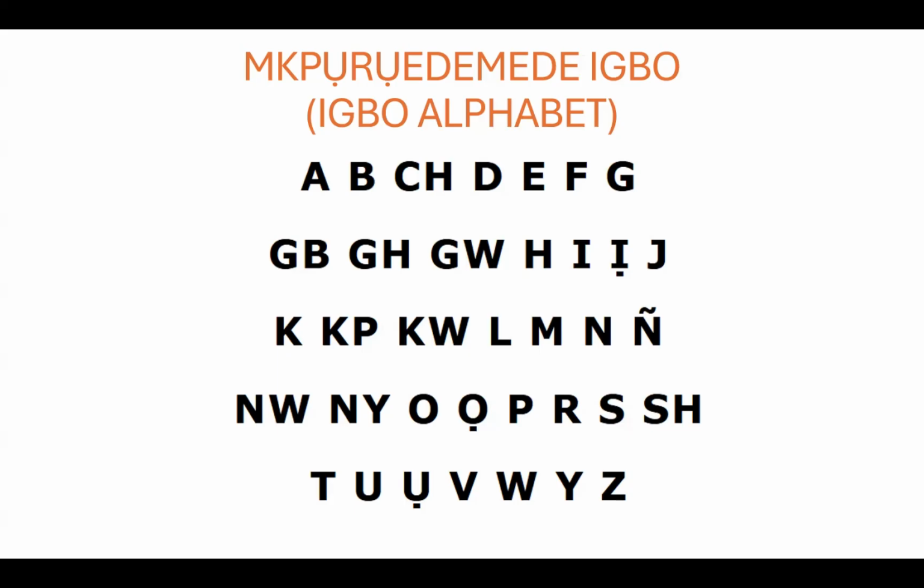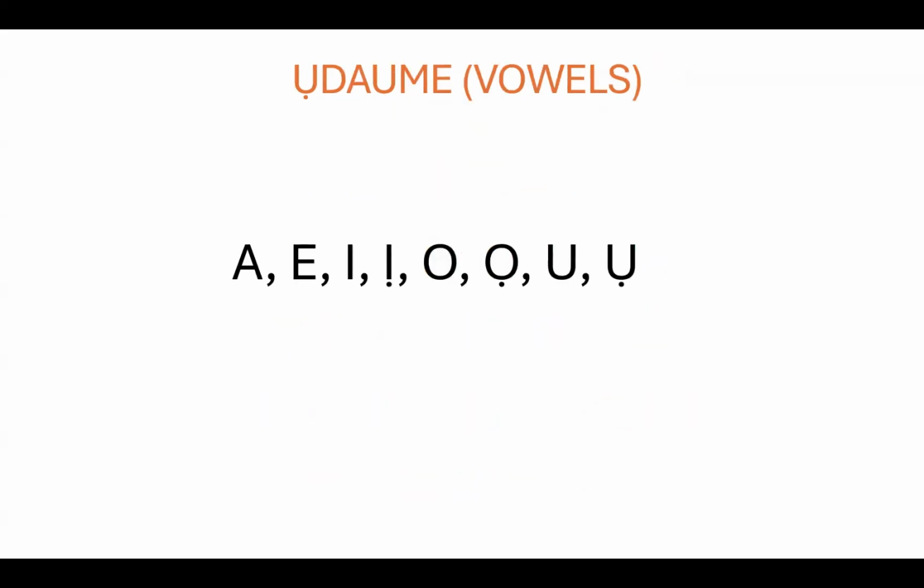So these are the Igbo alphabets. We call it mkpụrụ edemede Igbo. You don't need to memorize. You can always come back to the video to know what's on the screen. Then, as in the mkpụrụ edemede, we have udaume. We call them vowels. They are A, E, I, Ị, O, Ọ, U, Ụ. These are the vowels, and we have about eight vowels. Can you try calling these vowels?